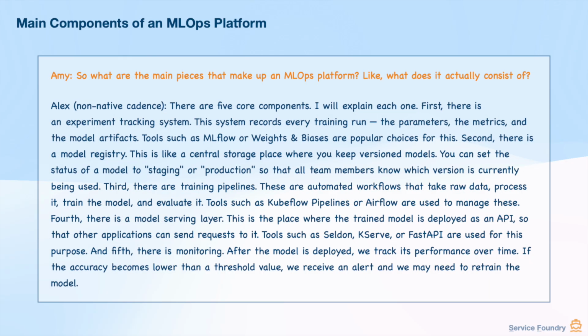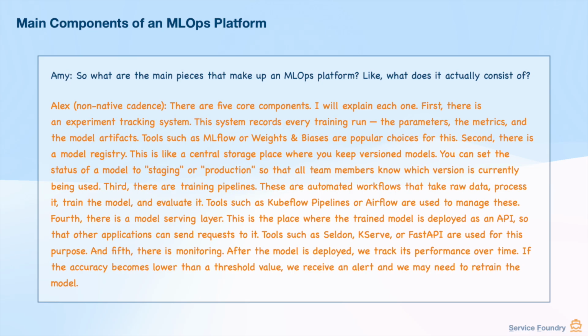So, what are the main pieces that make up an MLOps platform? Like, what does it actually consist of? There are 5 core components. I will explain each one. First, there is an experiment tracking system. This system records every training run, the parameters, the metrics, and the model artifacts. Tools such as MLflow or weights and biases are popular choices for this.